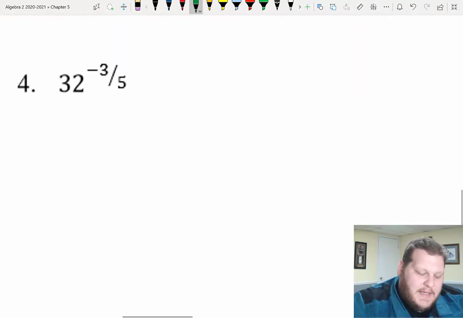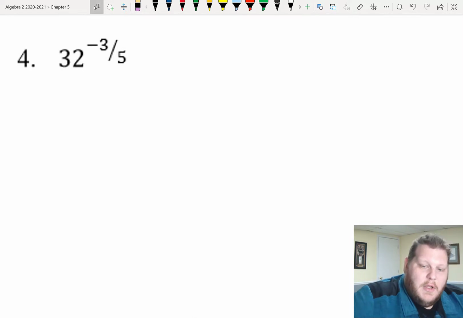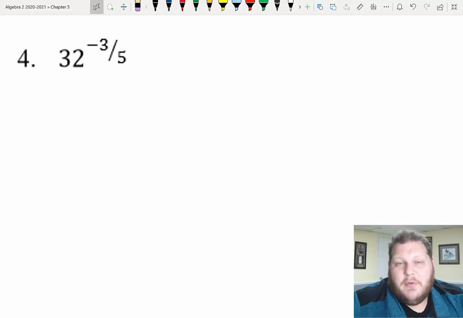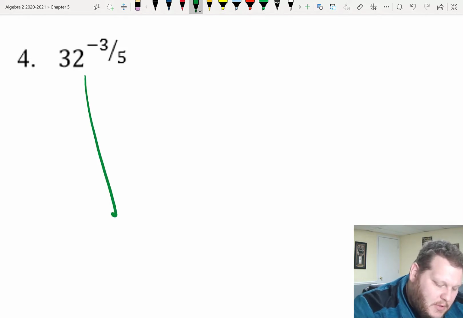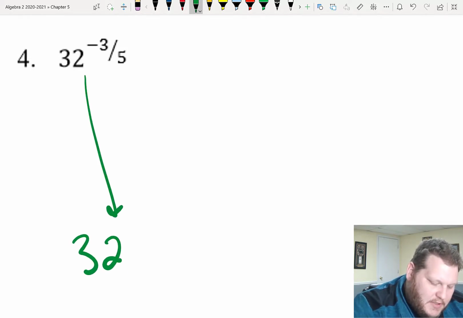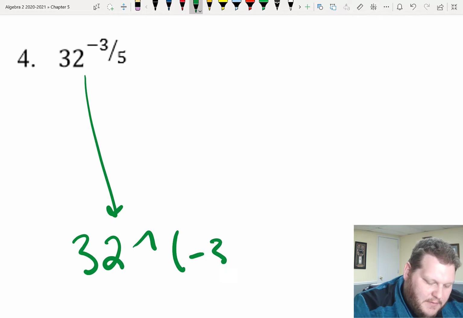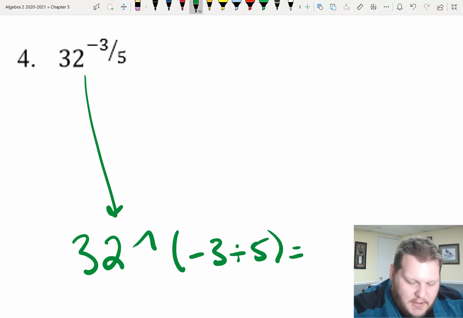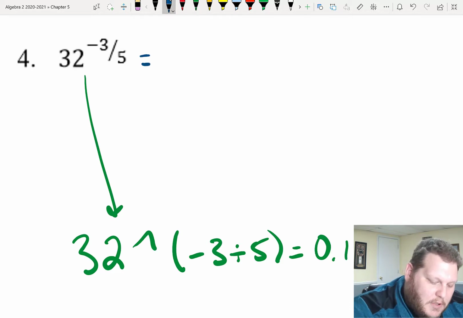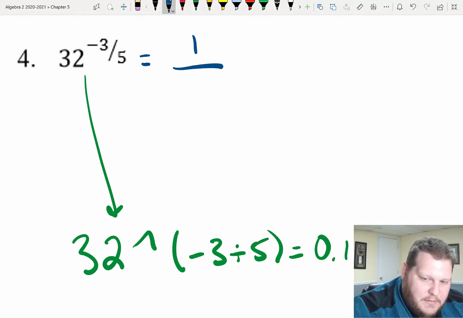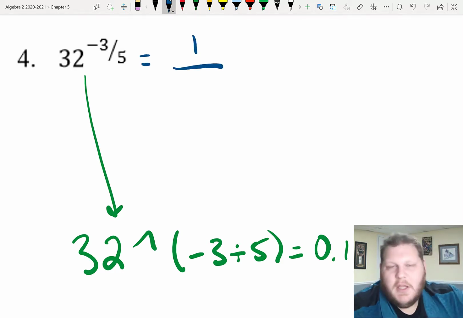So if I wanted to take a look at something like number 4, we've got 32 to the negative 3/5 power. So again, we could take the cheap way out if we wanted to and just say, all right, I'm just going to do 32 to the negative 3 divided by 5 power to get my answer. Your calculator will spit out 0.125. If we do it the old-fashioned way, I've got to flip it first. The negative exponent tells me it's going to be a fraction.